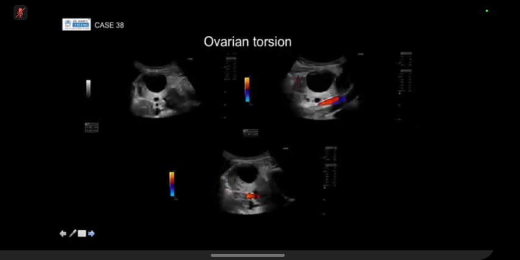So this is a final case, a case of ovarian torsion. The images aren't very great, so I won't make you present this. I just wanted to show you what a torted ovary looks like. Here we've got a very peripherally located, enlarged ovary, measuring more than 4 centimeters in each dimension, and there's an absence of flow within that ovary in keeping with ovarian torsion.